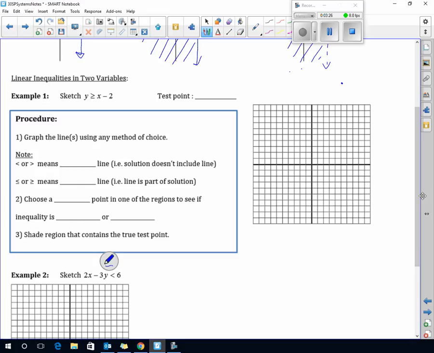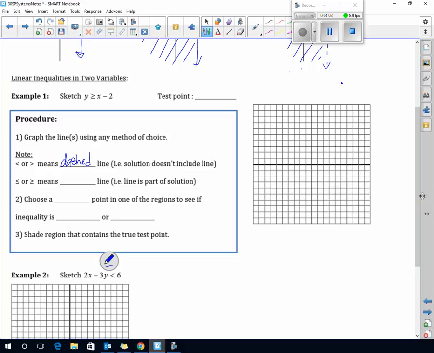So a less than or greater than means the solution doesn't include the line, so it's a dashed line. This is where you should have a ruler here. A dashed line. My S doesn't look that great. It's a dashed line. And a less than or equal to or a greater than or equal to means it's a solid line. Solid line because the line is part of the solution.